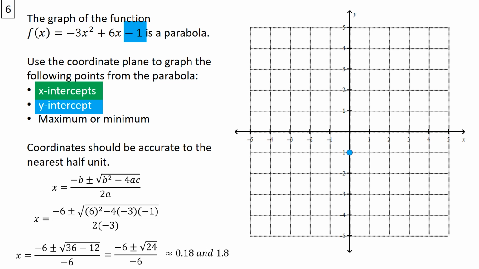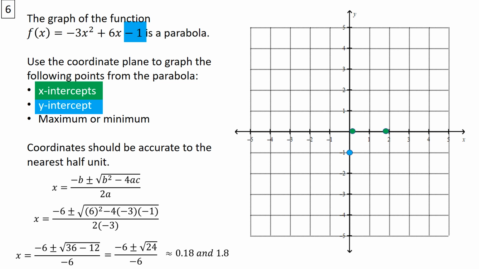So the two answers we get are 0.18 and 1.8. Now, those aren't easy things to graph, but 0.18 is going to be pretty close to 0. 1.8 is going to be pretty close to 2. They only have to be accurate within the nearest half unit. So as long as they're kind of close, we're in good shape.